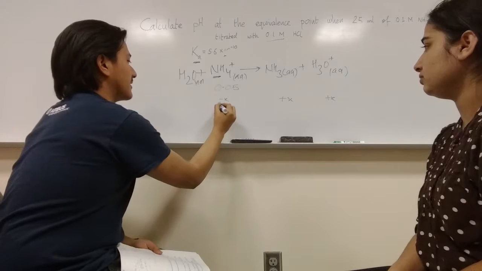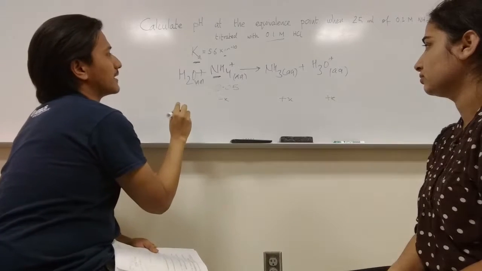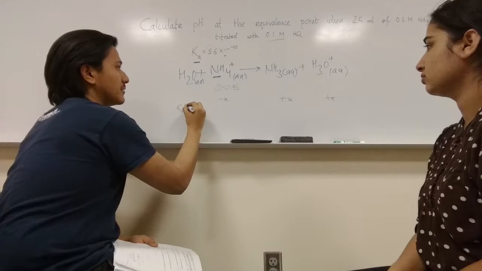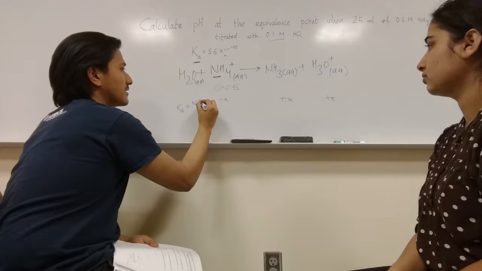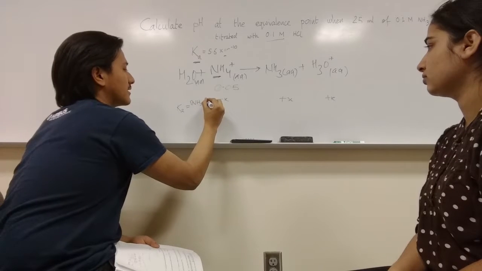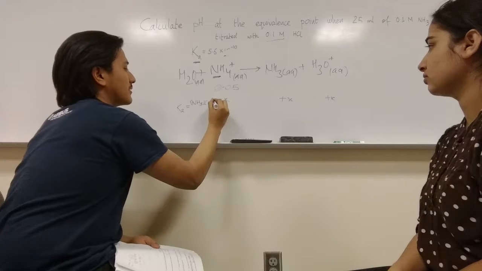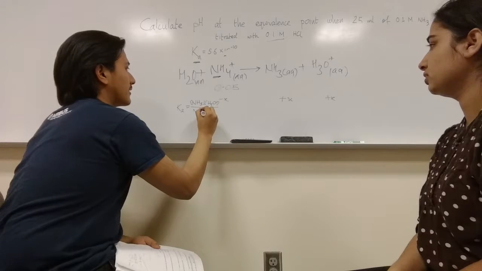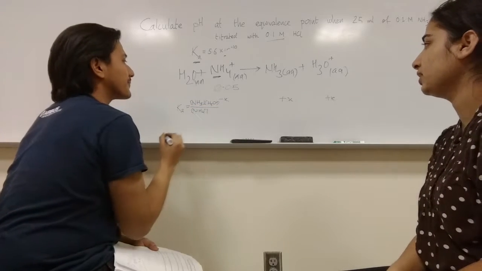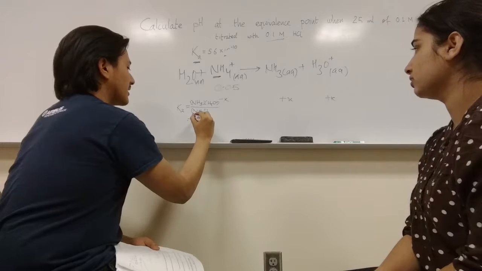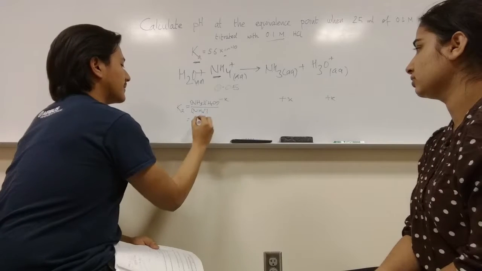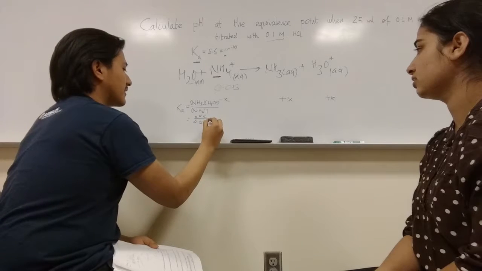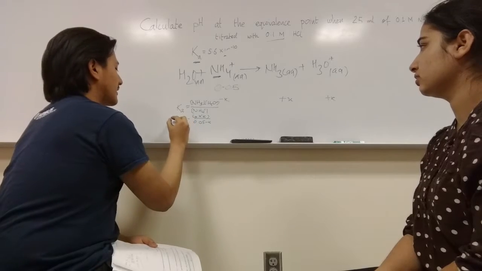Okay, so if I set up an equilibrium expression for that, I would do NH3 and H3O plus and NH4 plus. Yeah, you're going the right way. Okay, so I would need to use x times x divided by 0.05.